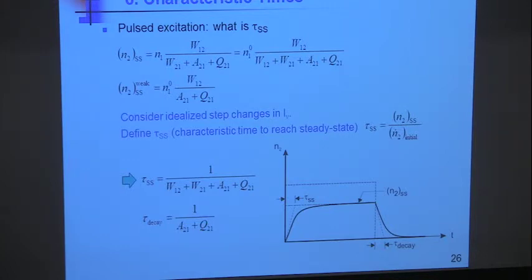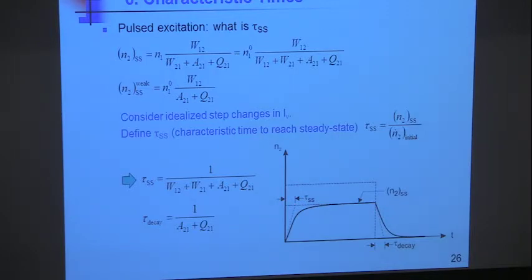Then you turn the laser off. So you assume that the laser has this square shape. Then you turn the laser off, what happens? This is the figure that you want to understand. How long does it take to achieve steady state compared to my laser pulse width? And how long does it take for the signal to decay?